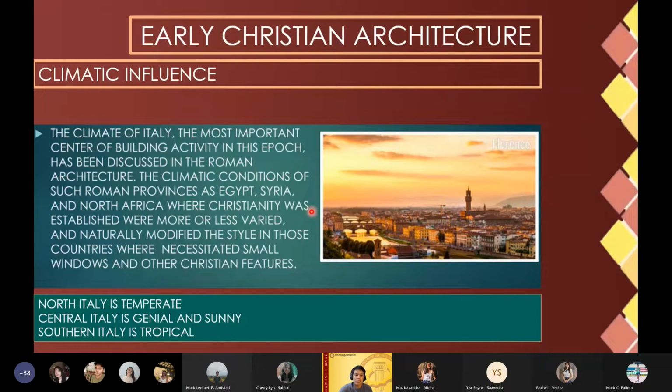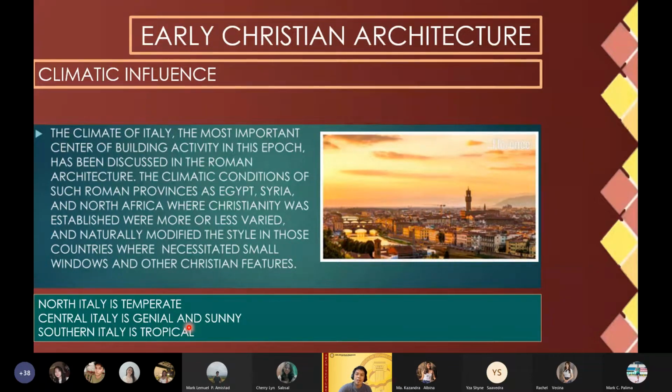So ang north, if you notice here, North Italy is temperate. No? Central Italy is genial and sunny. Southern Italy is tropical. So Southern Italy pareha sa to tropical ang area. Central Italy, which is the Rome area, genial and sunny. What do you mean by genial? Unsa din ang genial nga type of or climate?